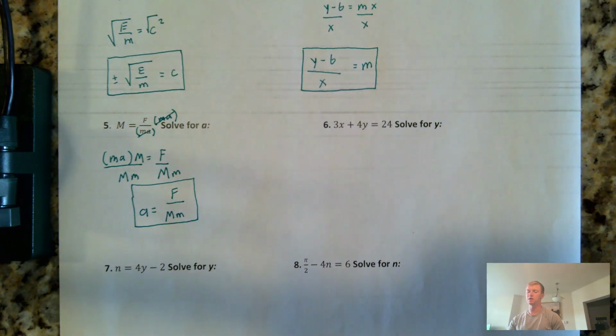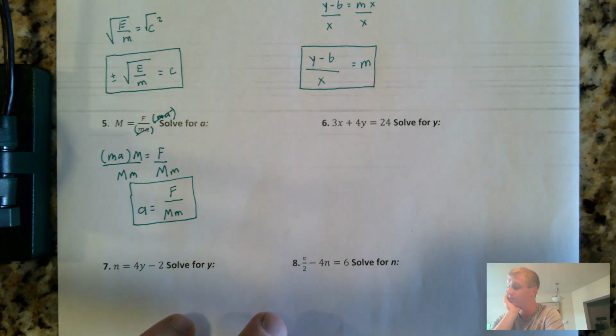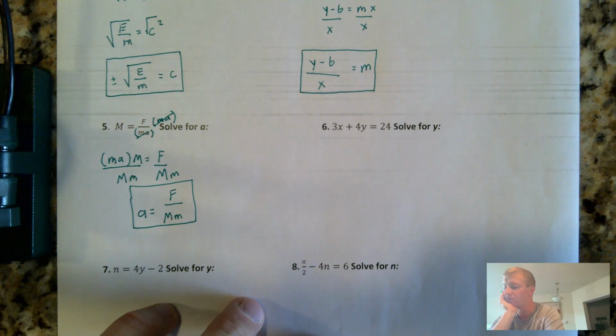So as you can see, we use that same kind of understanding when we simplify. All right, the next one, same kind of thing. We got the slope-intercept form there. We got 3x plus 4y is equal to 24. So we're going to solve for y.